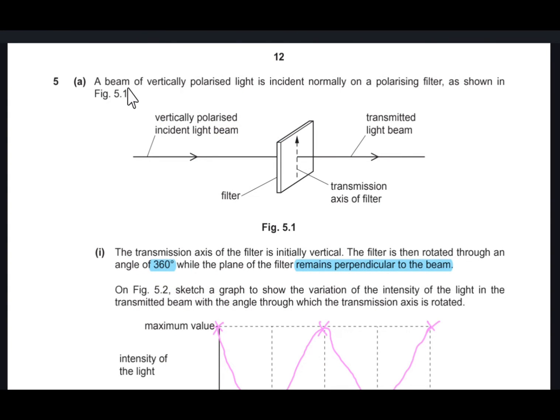Question number 5, part A: the beam of vertically polarized light. So the light is vertically polarized. It is incident normally, that is perpendicularly, on the polarizing filter as shown. The transmission axis of the filter is initially vertical. So as the transmission axis is initially vertical, that means all the light that is entering is passing straight through. So the transmission rate is maximum.